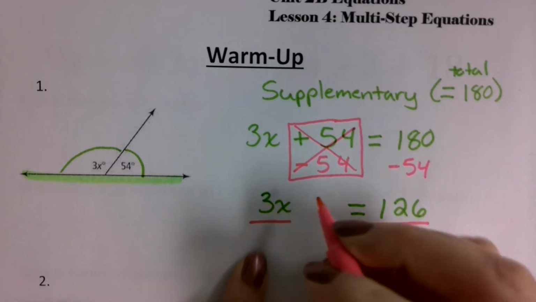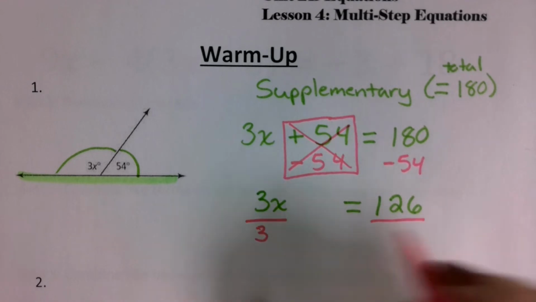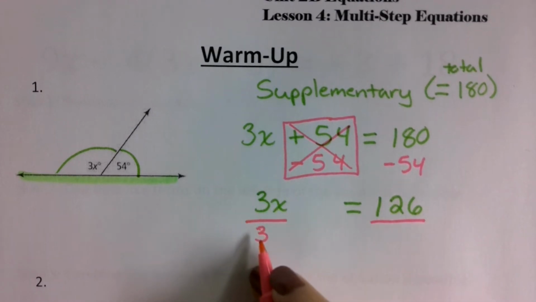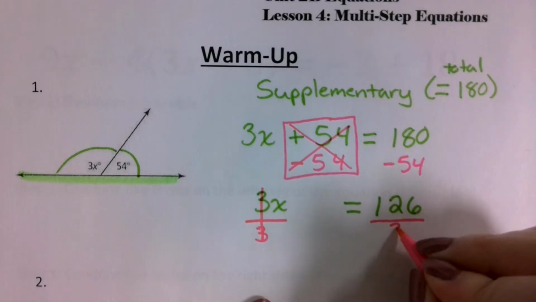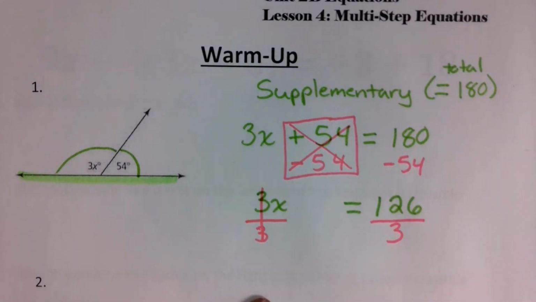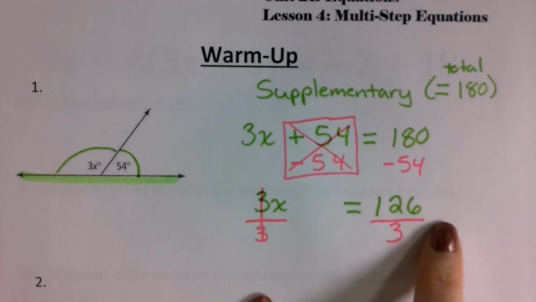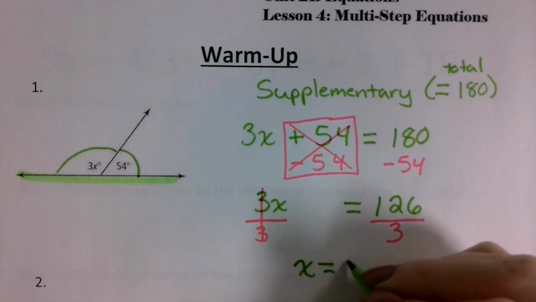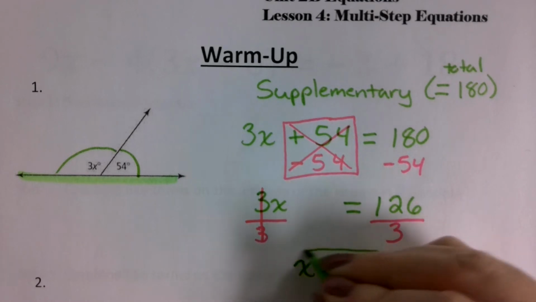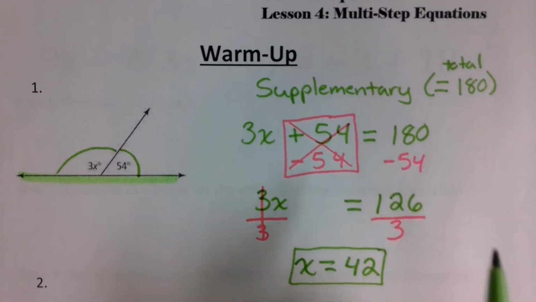I want to get x by itself. In order to get x by itself, I have to get rid of whatever is paired up with it. Okay, I want to get x isolated. So divide by 3 here and divide by 3 on the right side. So I'm going to do 126 divided by 3. And that's going to give me x is equal to 42. So it's a supplementary relationship, x is equal to 42.